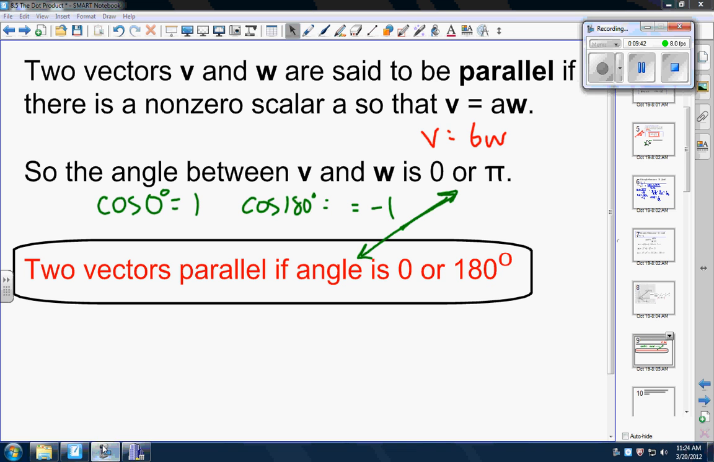In part 2, we'll pick up right with parallel and perpendicular vectors.